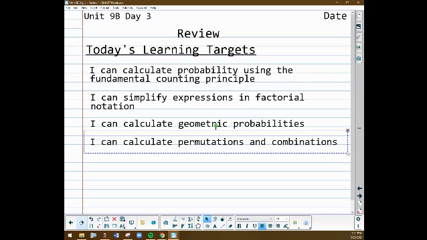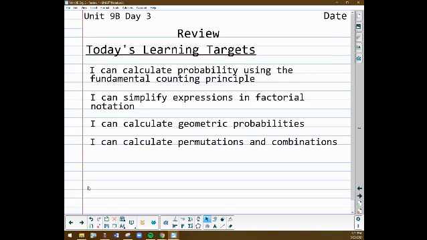So we've got about 4 learning targets for this unit. We are not going to have different scores on the test for each learning target. You're just going to have one score. But these are the things we're testing on.